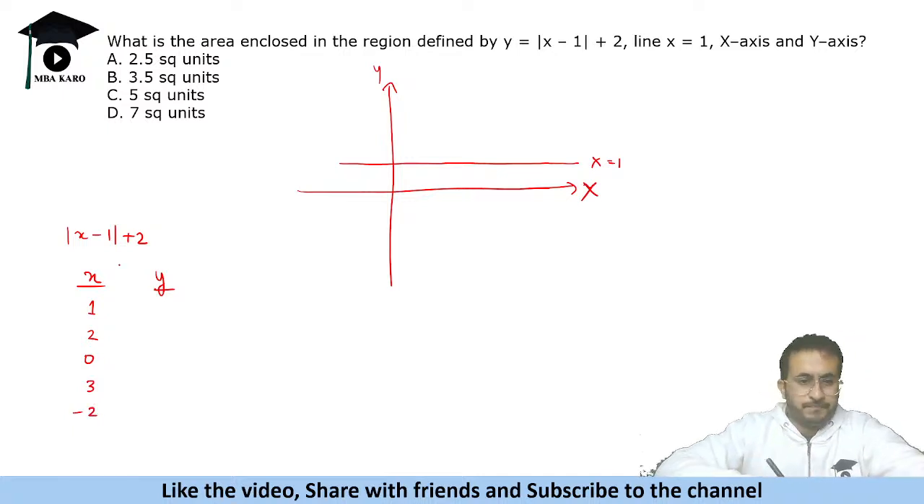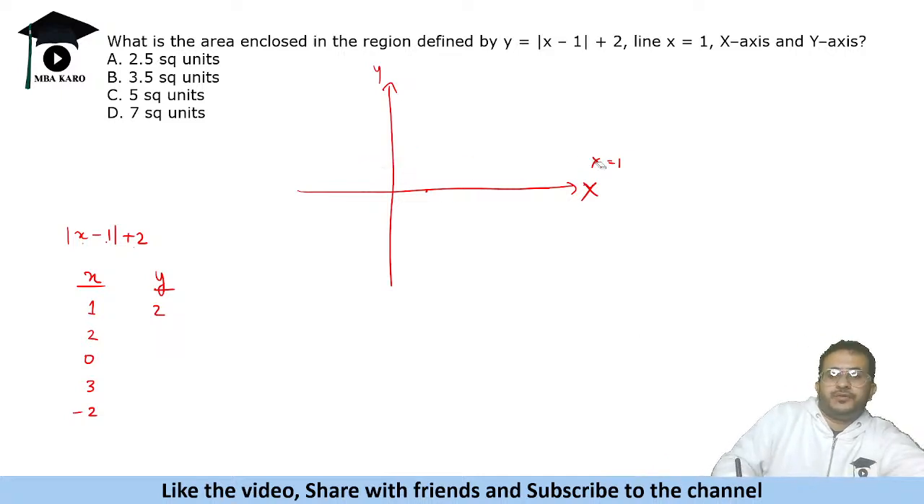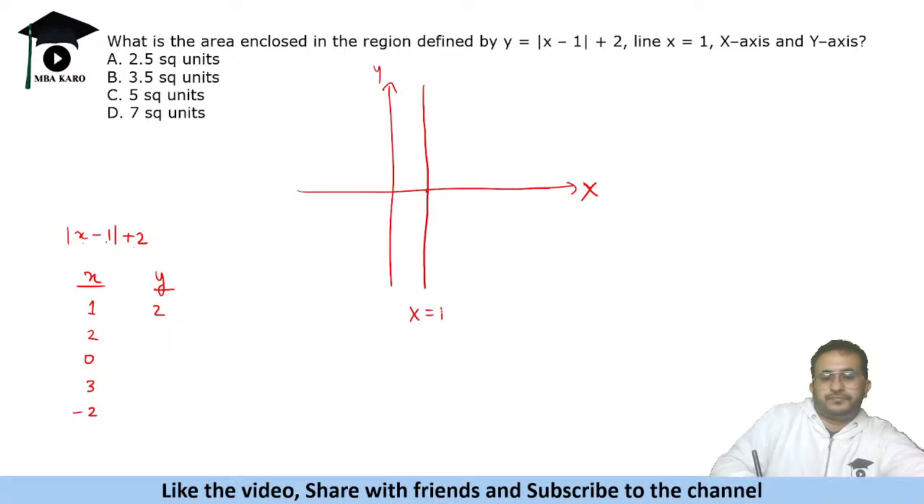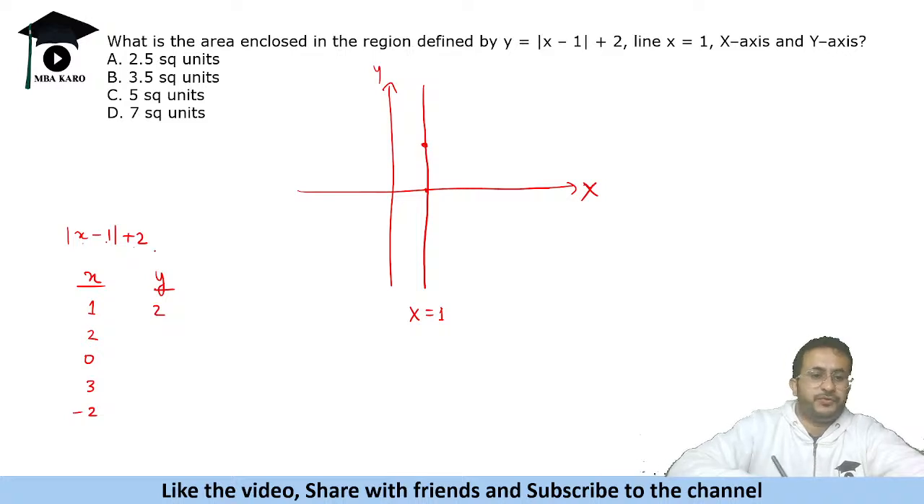ठीक है. Now 1, if you put it is 0, 0 plus 2, y is 2. So when x is 1, y is 2. Sorry, ये x equal to 1 नहीं होगा. Okay, x equal to 1 ये line होगी. When x is 1, y is 2. So x is 1, y is 2. Right, एक point ये हो गया इसका.